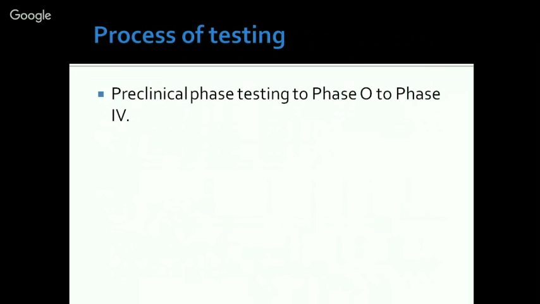Process of testing. Any intervention which needs to be applied in clinical practice has to undergo multiple phases of testing, from the preclinical phase to phase 0 to phase 1, 2, 3, and 4. And normally, any medical intervention which is being applied goes through all these phases. But most of the physiotherapy interventions have been used without taking them through these different phases. And so what we once thought was very effective turns out not to be so effective. The potency of it is very minimal.